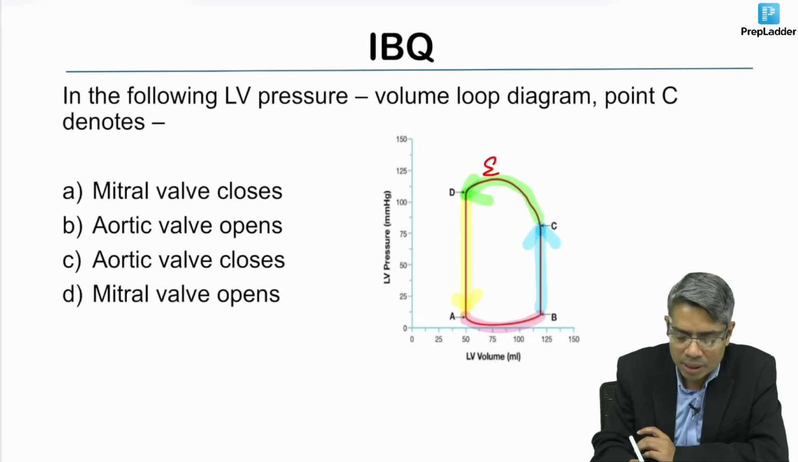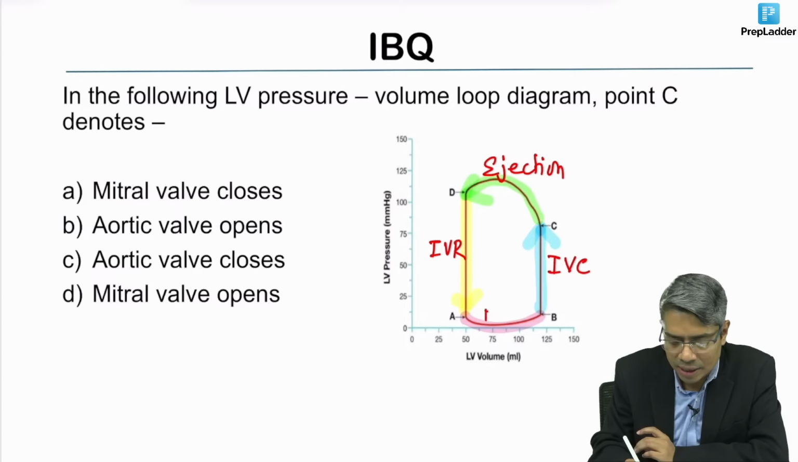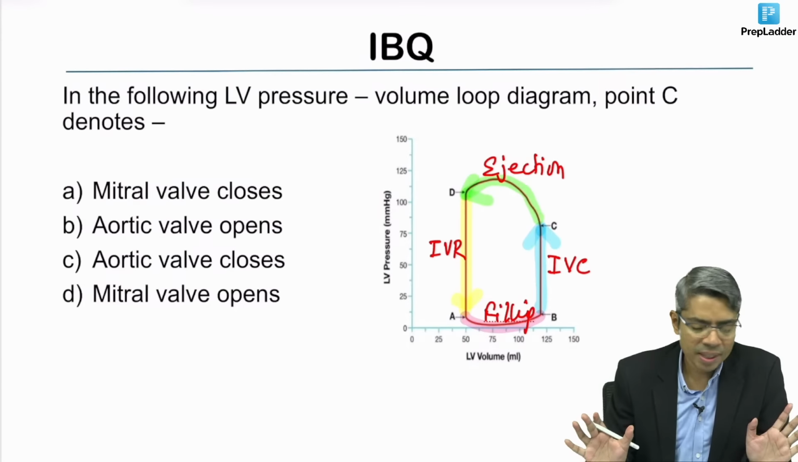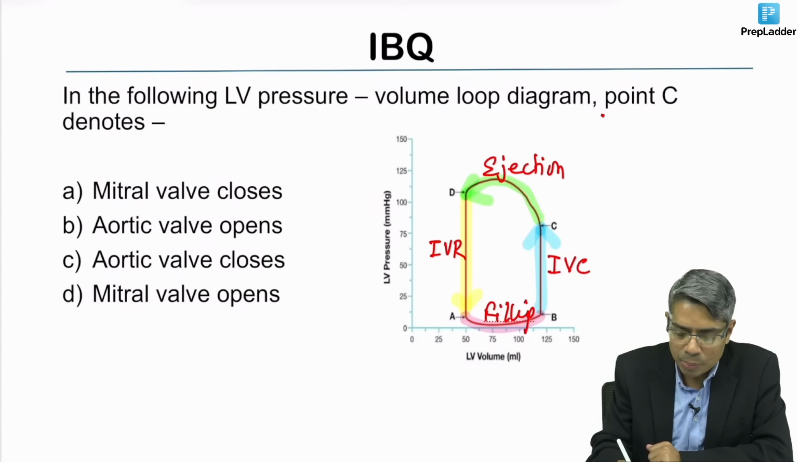So, you have to remember this is the ejection phase of the ventricle, this is the isovolumic contraction phase of the ventricle, this is the isovolumic relaxation phase of the ventricle, and this is the filling phase of the ventricle. This is, in brief, the PV loop. So, the question is at point number C.